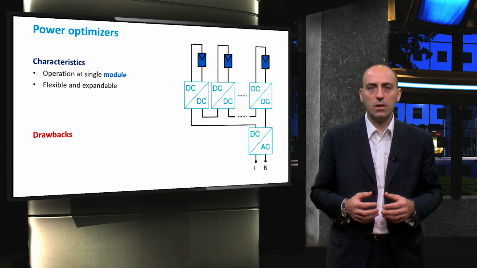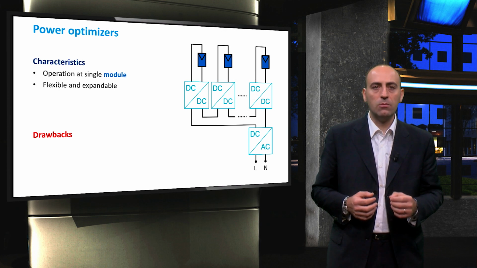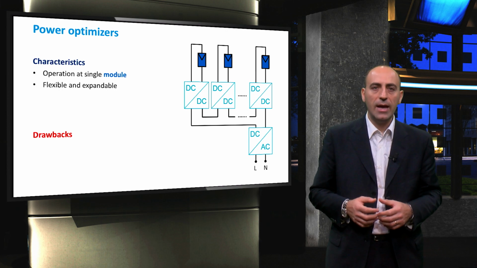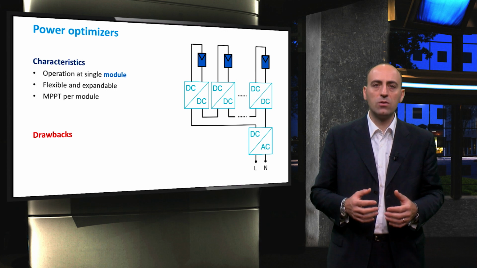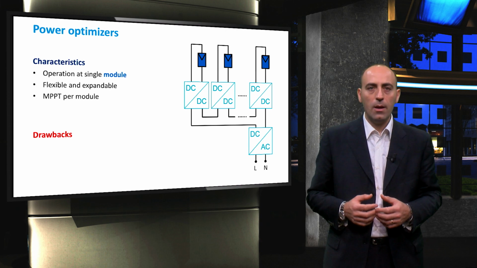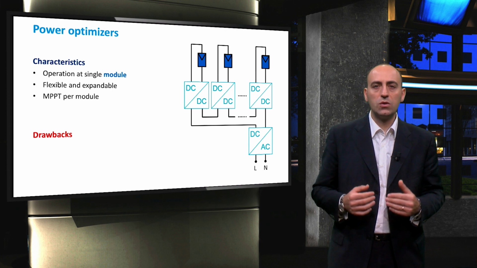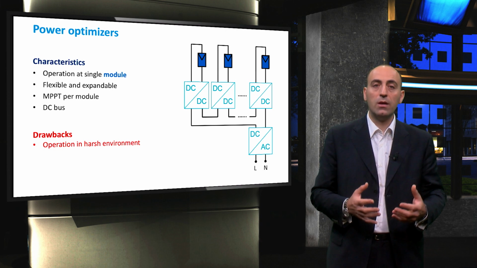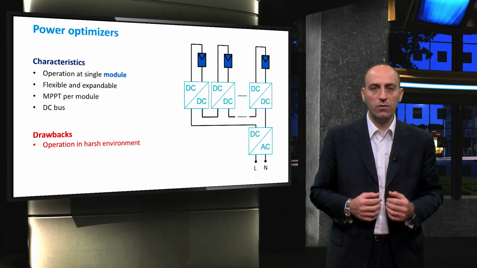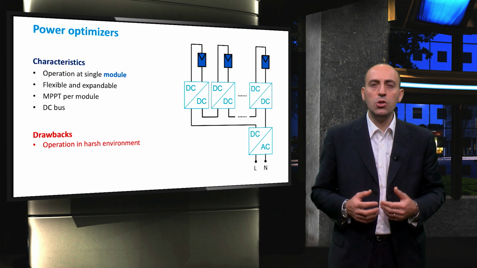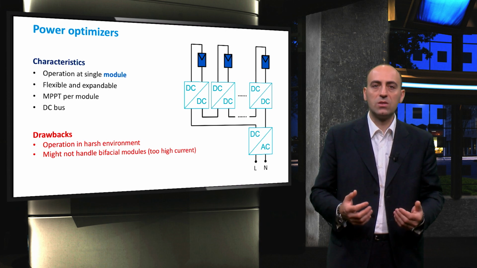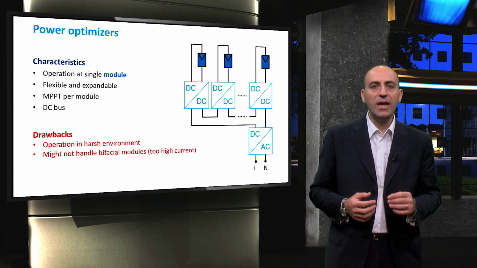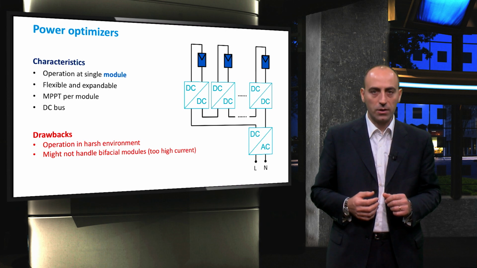Power output is optimized by offering maximum power point tracking at the module level, and the installation is simplified because of the DC bus topology. Passing to the drawbacks, this topology also needs a sturdy embodiment for the power optimizers to be mounted and operated safely at the back of each module. In addition, newer bifacial modules, which promise higher current levels, may not be handled by the current electronics involved.